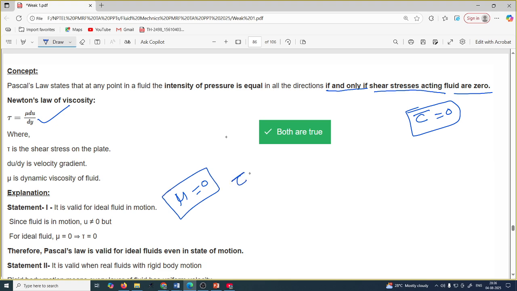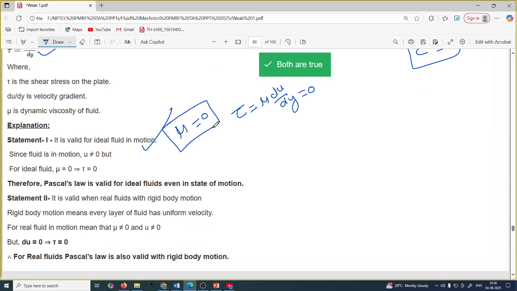So if mu is 0 and the formula is this, if mu is 0 then shear stress will be 0. So definitely here your Pascal law will be applicable. Option 1 is correct. Therefore Pascal law is valid for ideal fluid even in a state of motion. State of motion here we are talking about, remember please. State of motion means velocity is not 0 but your mu is 0. Mu 0 means shear stress is 0.